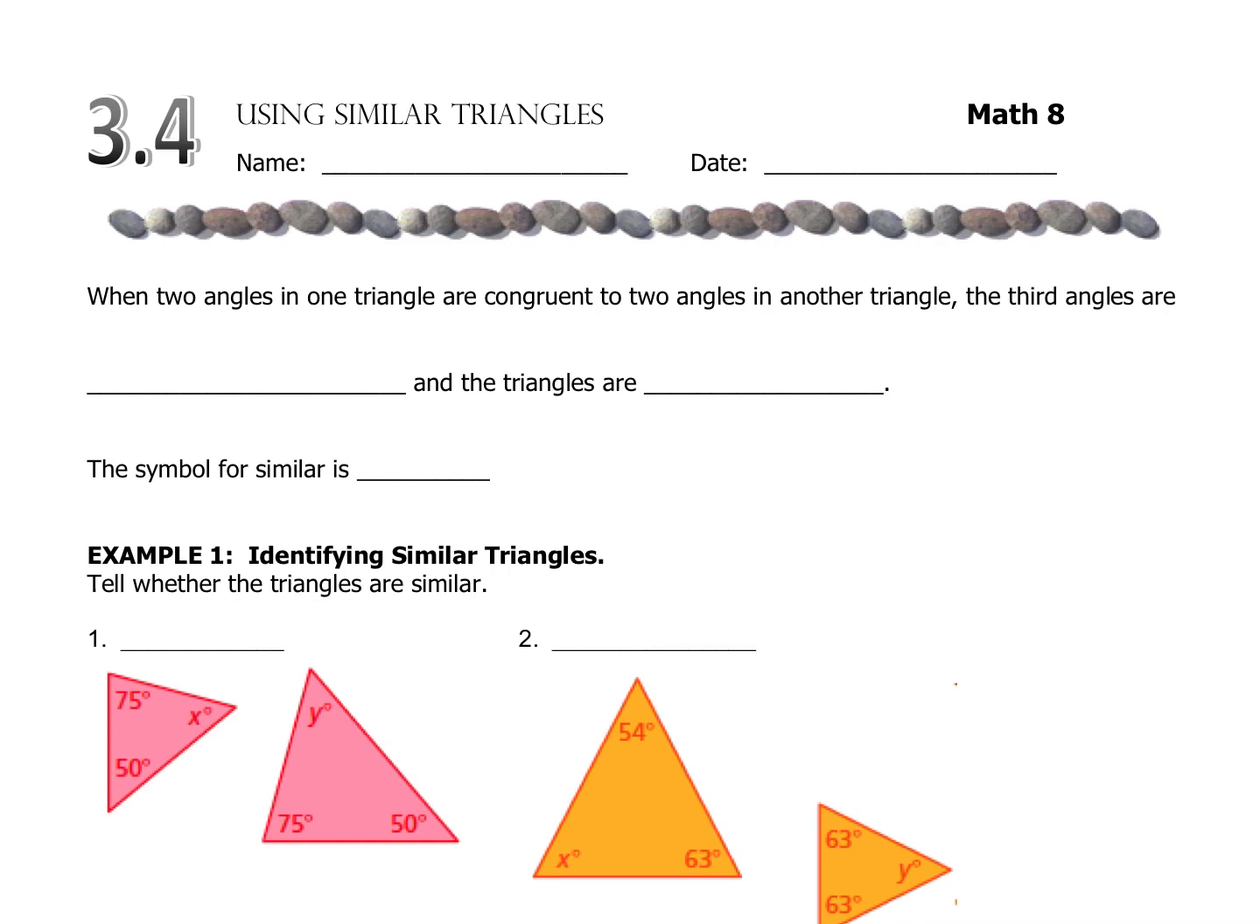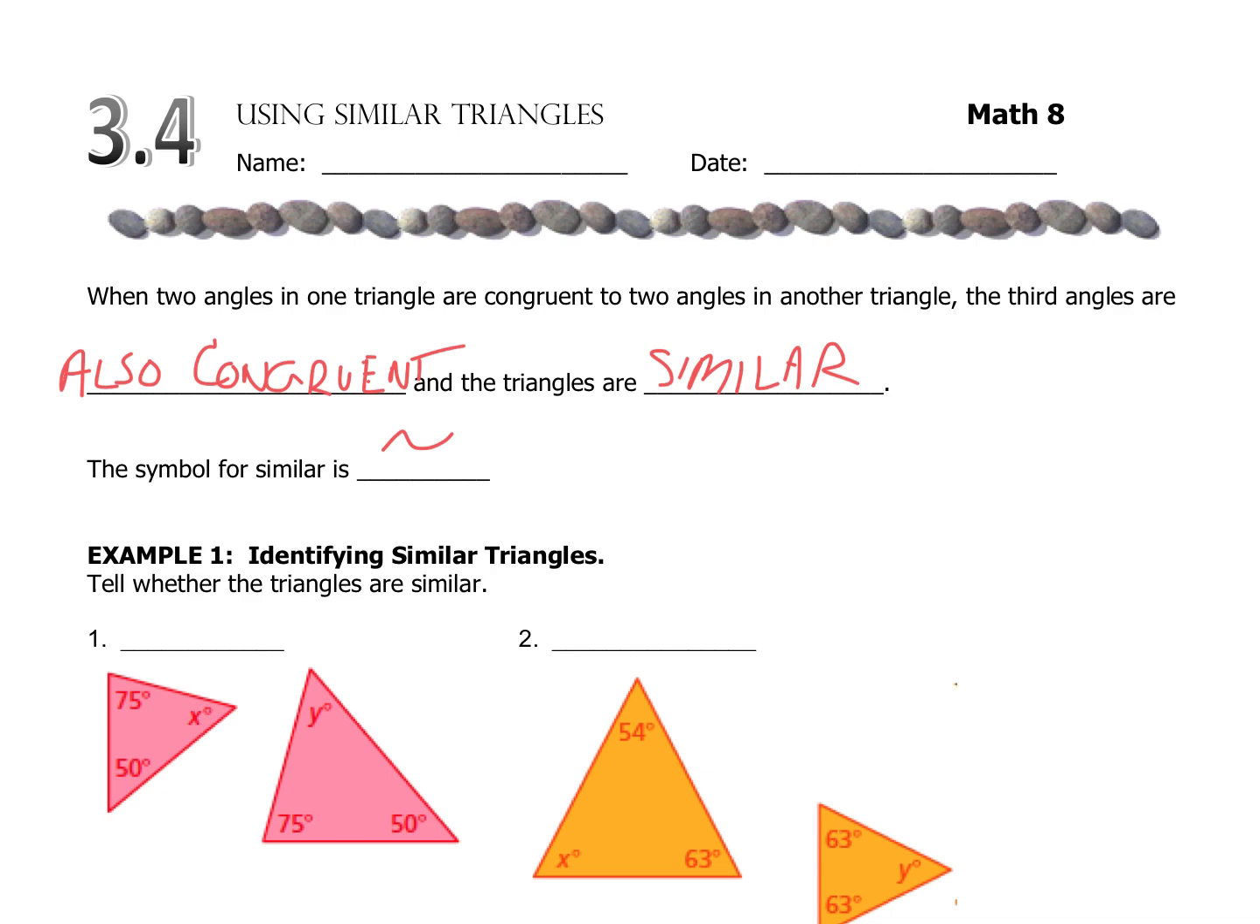Today we're talking about similar triangles. When two angles in one triangle are congruent to two angles of another triangle, the third angles are also congruent. And this makes the triangles similar. The symbol for similar is kind of like a little squiggle.